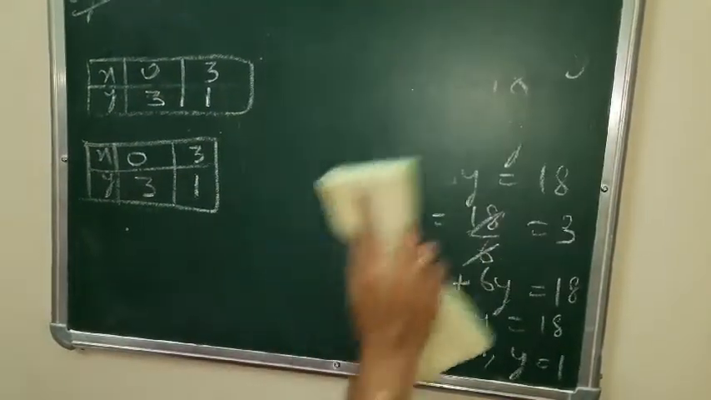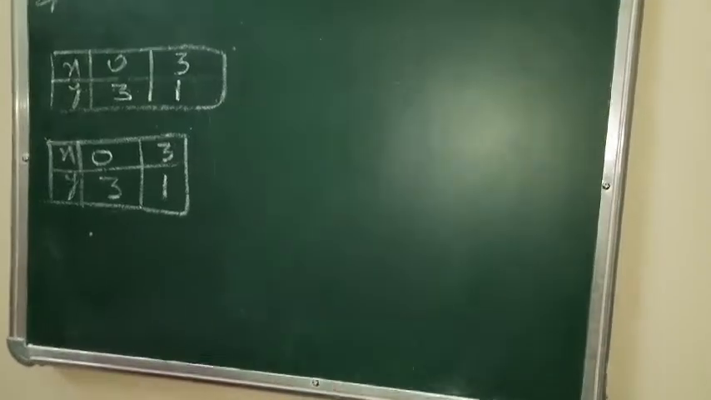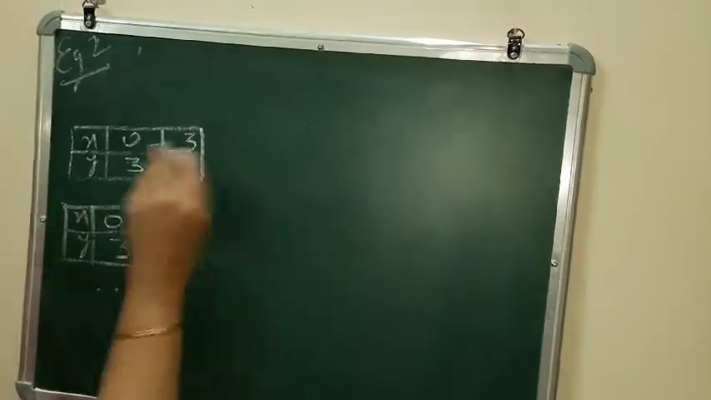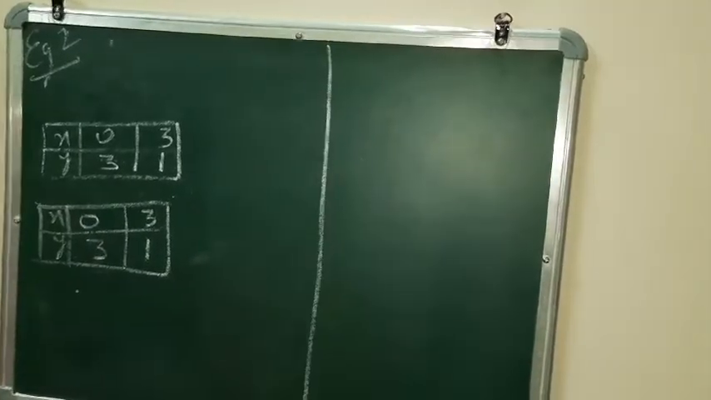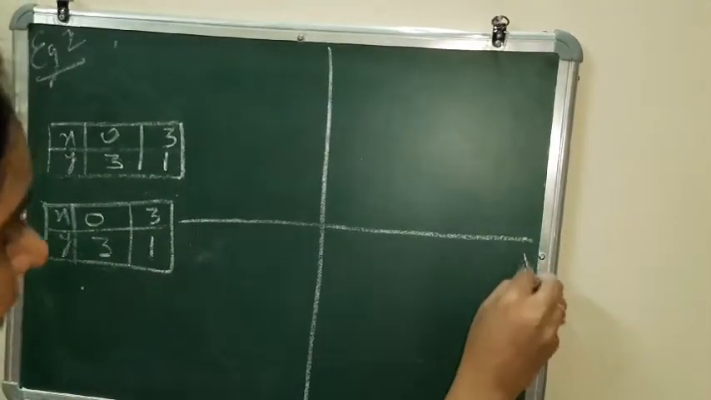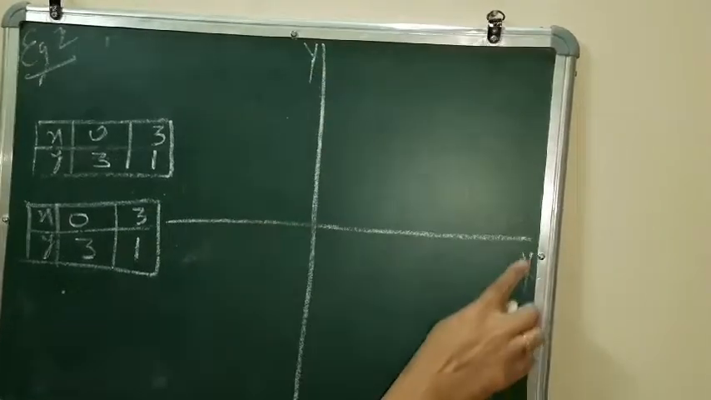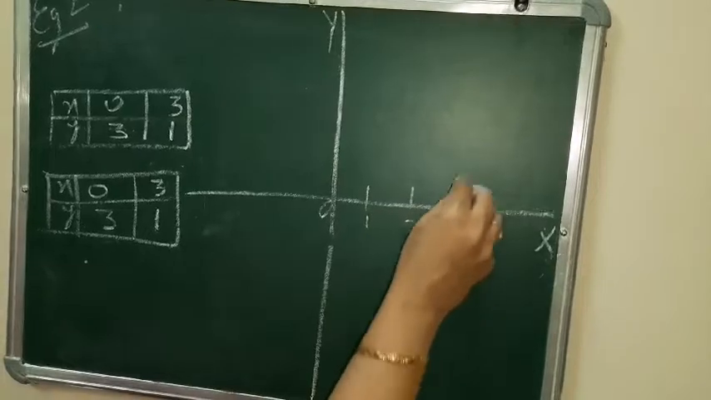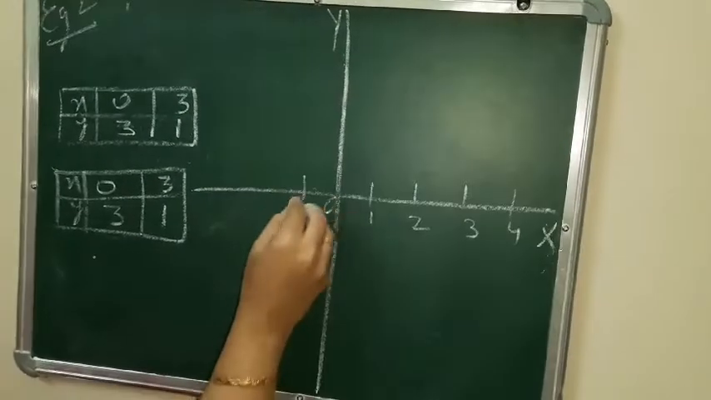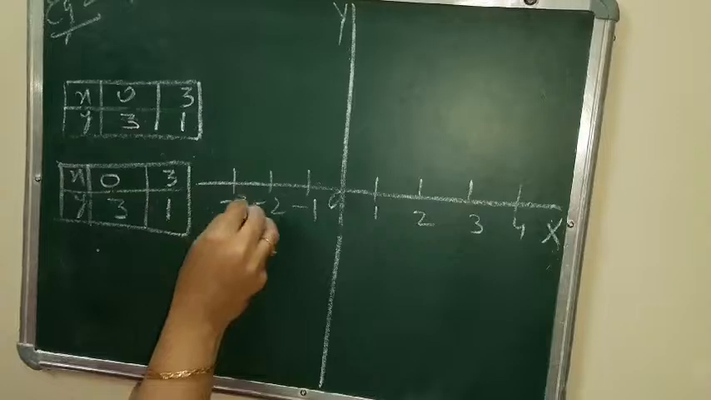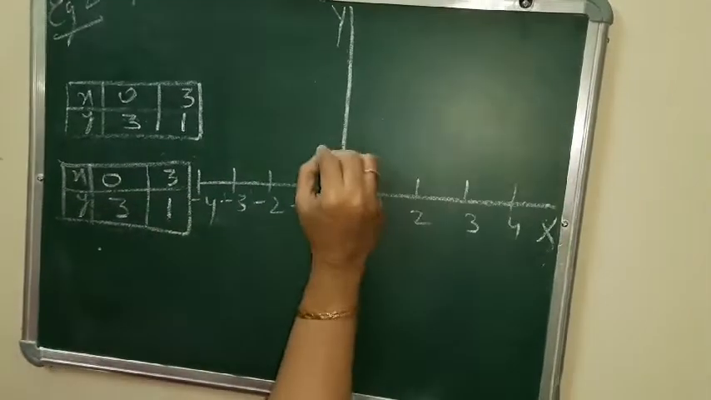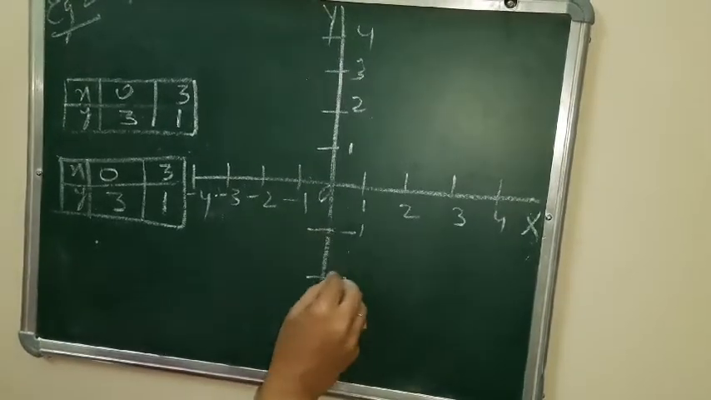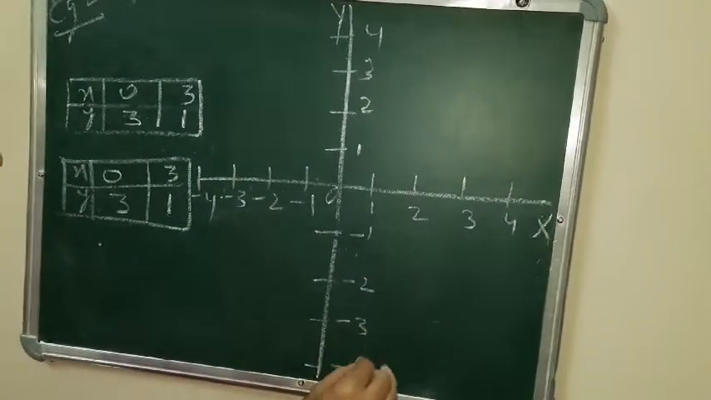Now both the boxes we have made, we have got the solutions for both the equations. Now we have to draw a graph. For drawing the graph, again the y-axis and x-axis. Let us write x and y. In between 0, 1, 2, 3, 4, all positives. Minus 1, minus 2, minus 3, minus 4 are negatives: top positive, bottom negative.